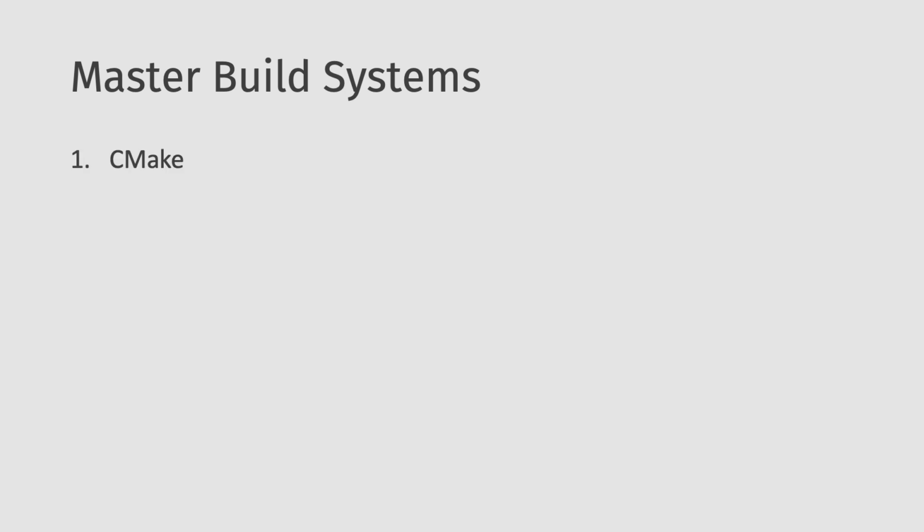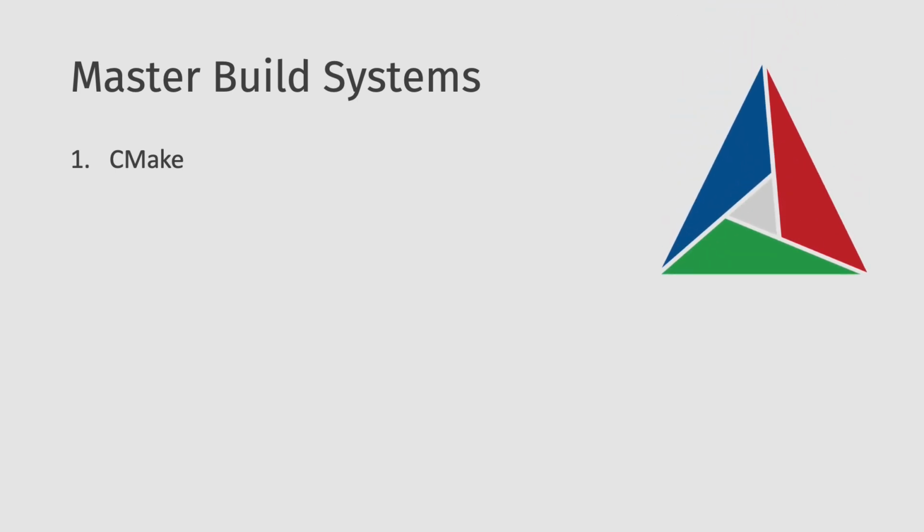CMake is a versatile and widely used cross-platform build system. It simplifies the process of building, testing, and packaging C++ projects. CMake generates build files for various platforms and IDEs, promoting consistency across different development environments.